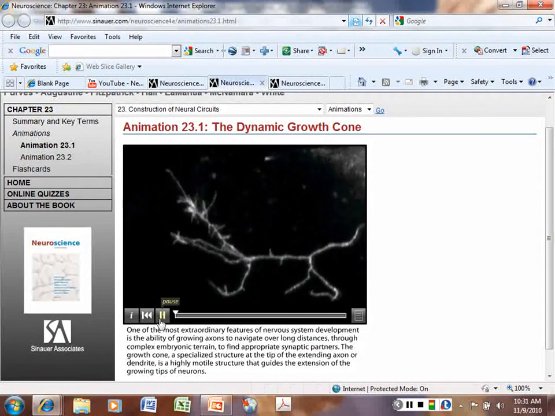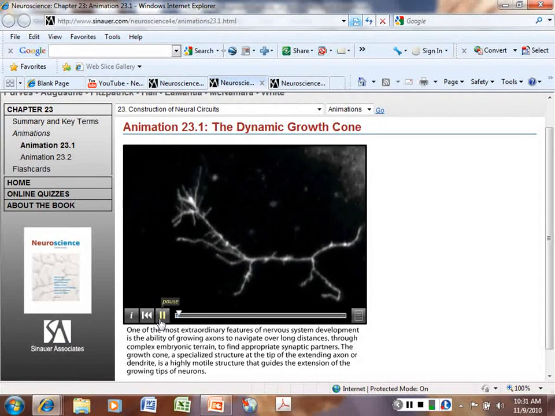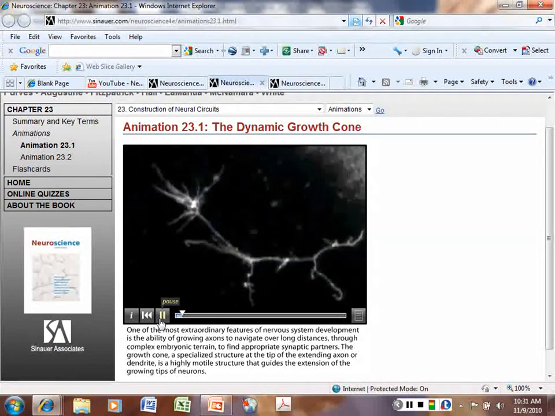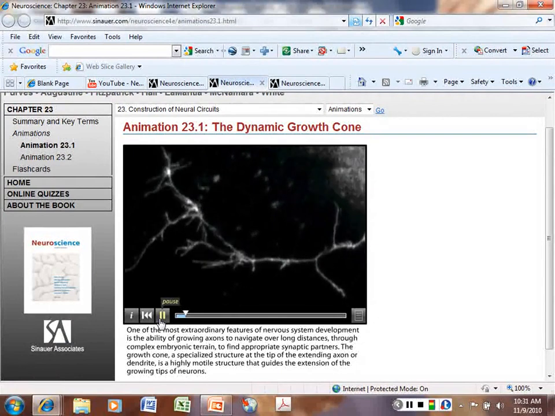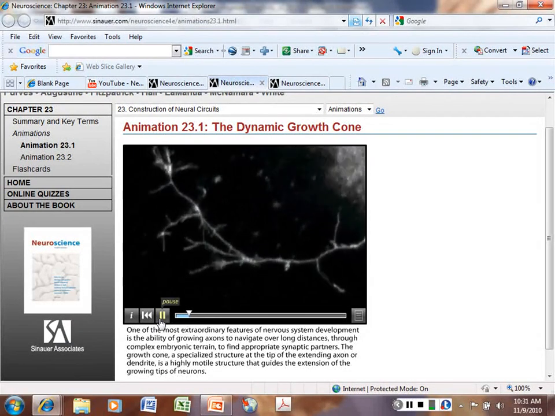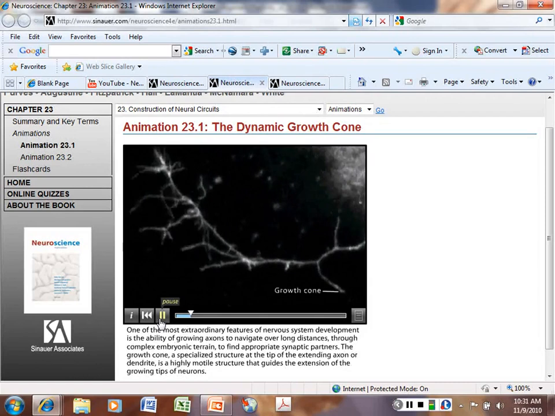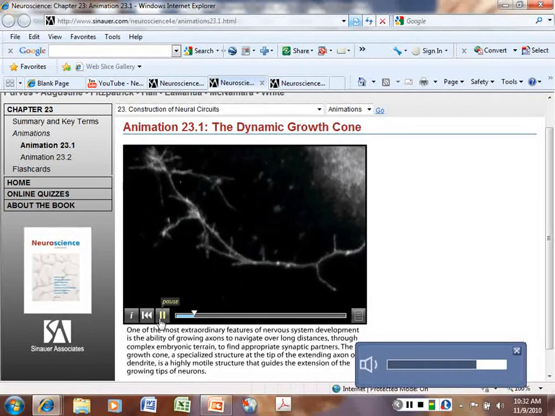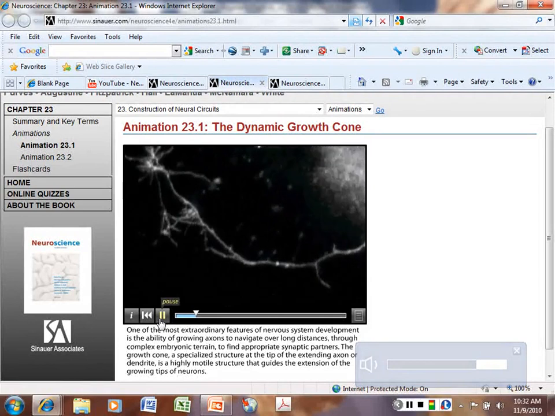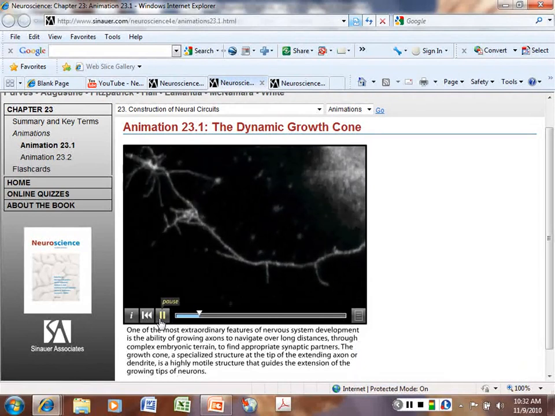One of the most extraordinary features of nervous system development is the ability of growing axons to navigate over long distances through complex embryonic terrain to find appropriate synaptic partners. The growth cone, a specialized structure at the tip of the extending axon, or dendrite, is a highly mobile structure that guides the extension of the growing tips of neurons.